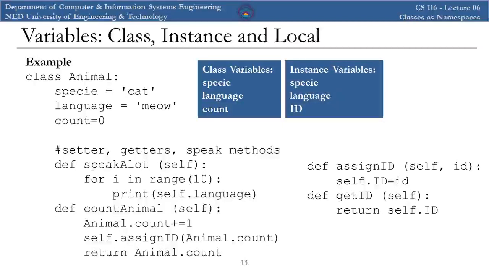Now let's come to instance variables. Species and language are instance variables because they are being used with the self operator in various methods. Count is not an instance variable because we never used it in the code with the self operator. But ID is an instance variable because I'm using it with the self operator in the assign ID method and in the get ID method too, right? So see, there is a difference between count and id. And for local variables, there is only one local variable, that is i, which is used as a counter in the speak a lot method. Now let's run this code.